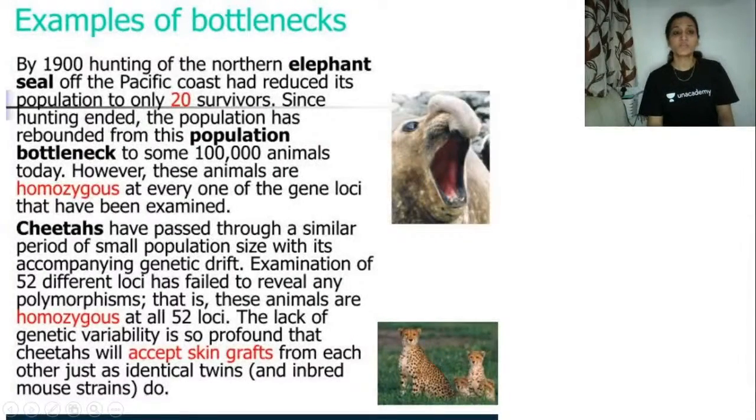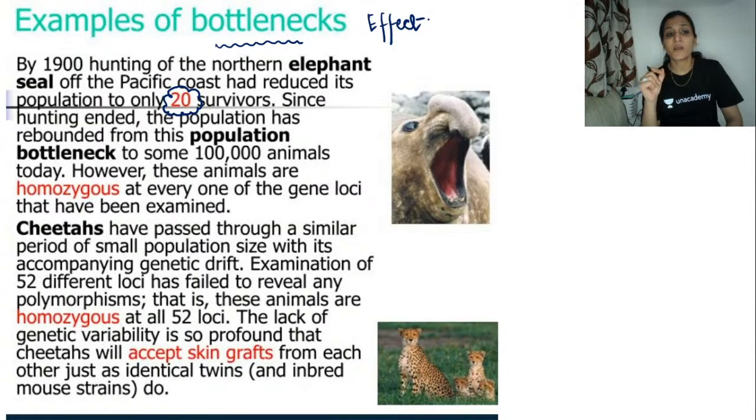Yeah. So the examples of bottleneck effect. Bottleneck. So what is the very first example? You can see that by 1900, hunting of the northern elephant seal of the Pacific coast had reduced their population to 20 survivors. So there were many, but they were reduced to 20 survivors because of their hunting. Since hunting ended, the population has rebounded from the population bottleneck to some 100,000.